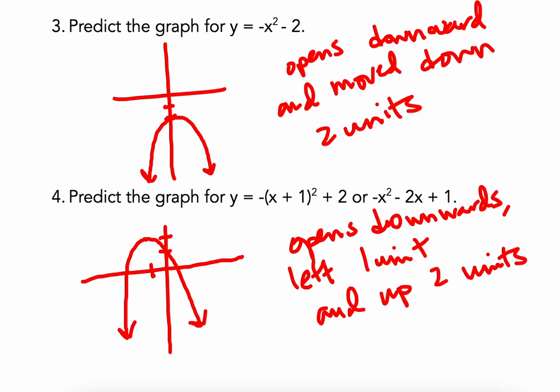So that's all you need to know now for your characteristics of quadratic graphs. Depending on what your equation looks like, you can tell what direction it opens, how many units it's going left and right, up or down from the origin.